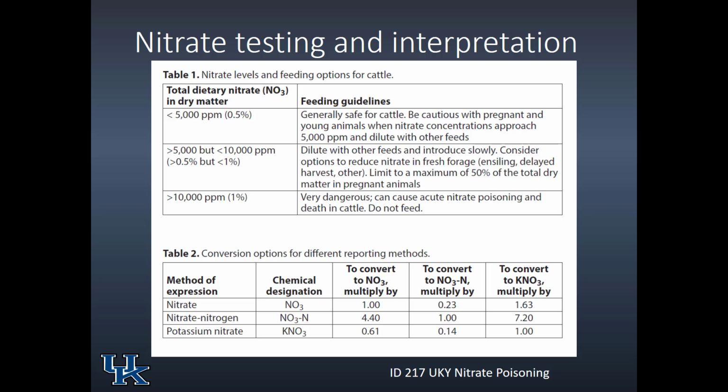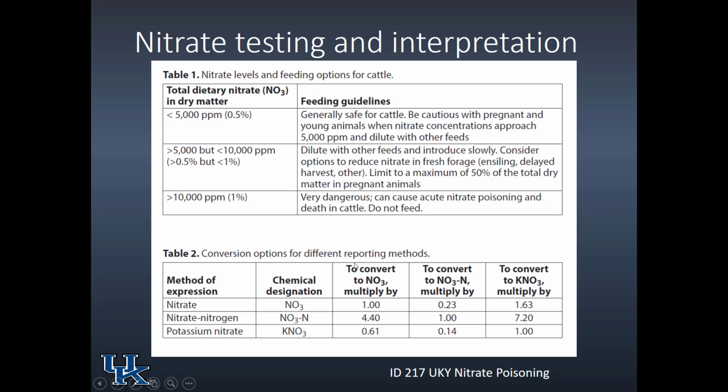I wanted to include this table mainly for a couple of reasons. First of all, if you need to find a reference for toxicity and you have a test for nitrate, you can look at the table at the top of this page. This table is found in your pocket guide, it's also found in Southern Forages. In our case, we also reproduce the table in ID 217 on nitrate poisoning.